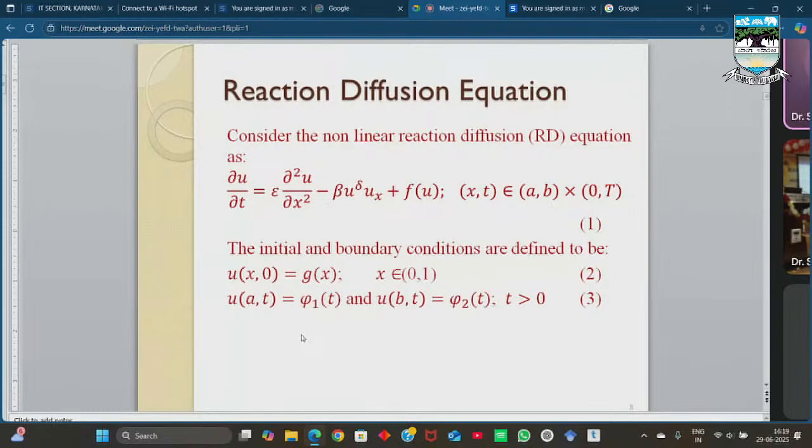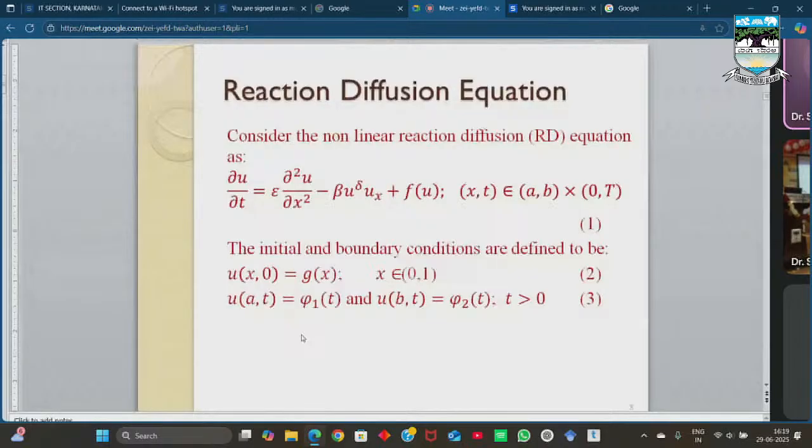The general form of the reaction diffusion equation over the domain AB times 0 to T, where AB is the domain in the spatial direction and 0 to T in the time direction, is this one, where epsilon is the perturbation parameter and beta is any parameter. It may be 0 and may be non-zero. F of u is the source function or the source term. This function may be linear or non-linear.